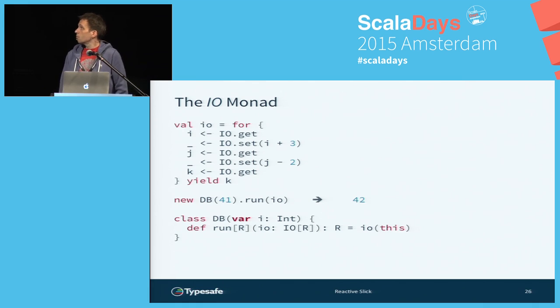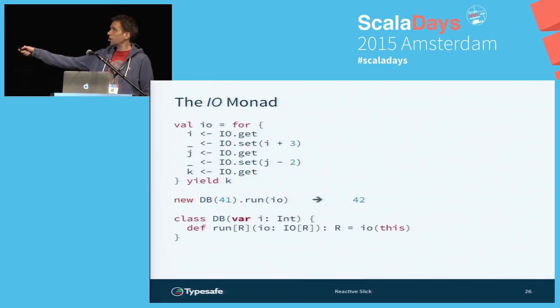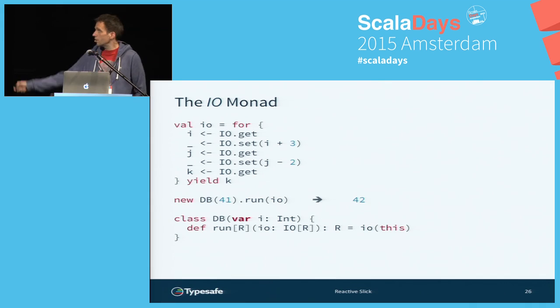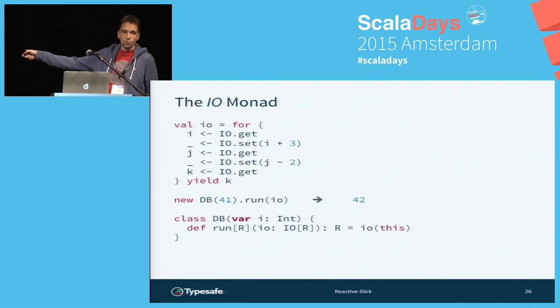So the code here looks almost the same as for the state monad. That's because it's supposed to do the same thing, just in a slightly different way. So again, we get our I value out and we set it to I plus 3 and so on. It's the same steps we did for the state monad. But when we run it, you see we run it on this new DB with a starting value of 41, and that's a var in this case. So that represents our database. This is actual mutable state. We want to mutate this while running the I/O monad.